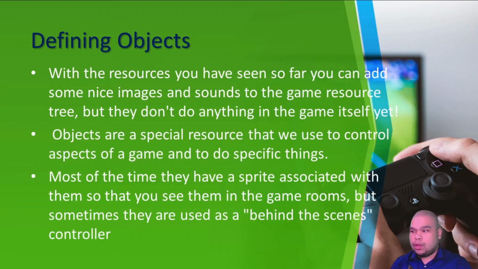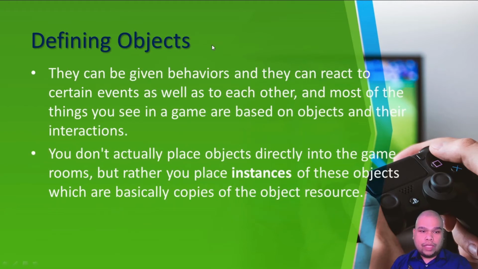Let's say, for example, you want to create a character. Okay, you want to create an enemy. Before doing that, we must create a sprite that you'll be assigning to your object. Basically, by default, objects are non-visible components of your GameMaker Studio. In order for them to be visible in your game, we need to attach sprites or images to these objects. So they can be given behaviors and they can react to certain events as well as to each other. Most of the things you see in the game are based on objects and their interaction.